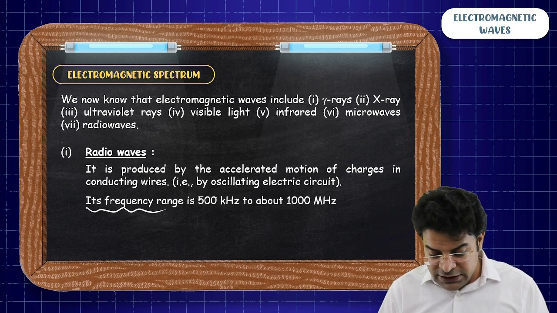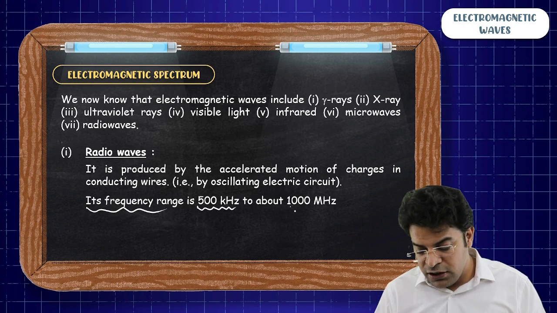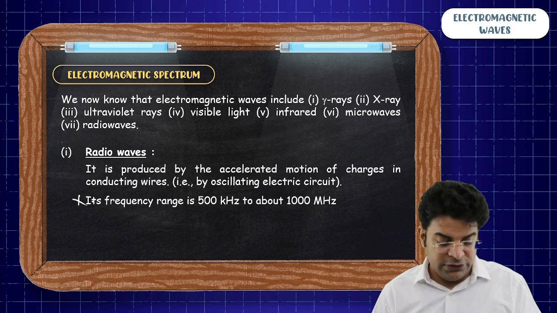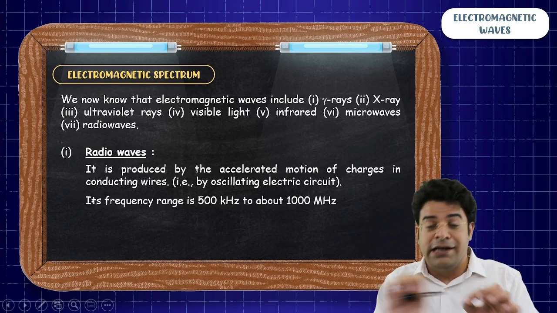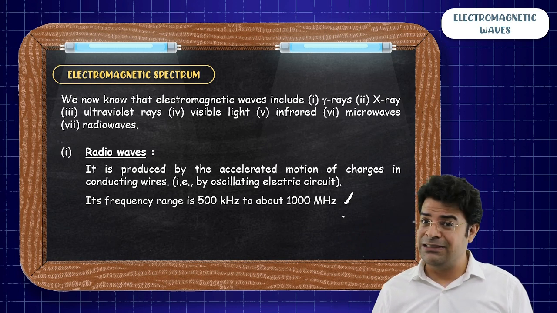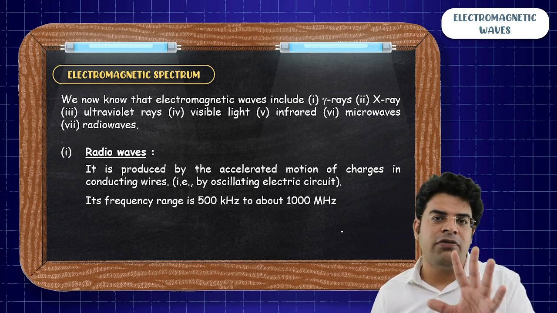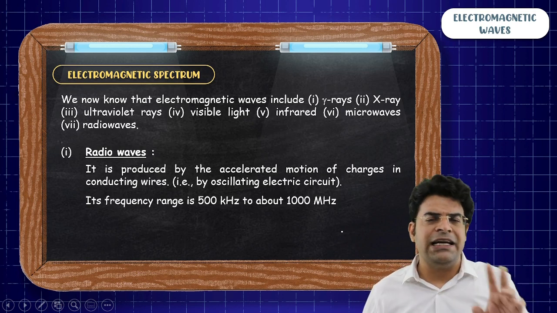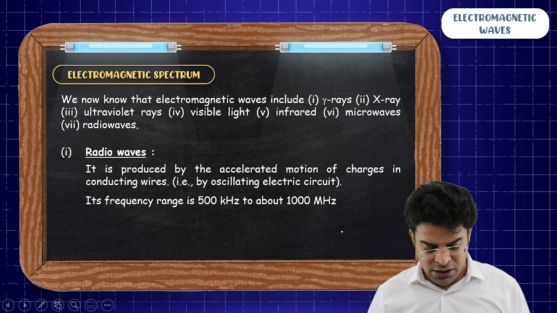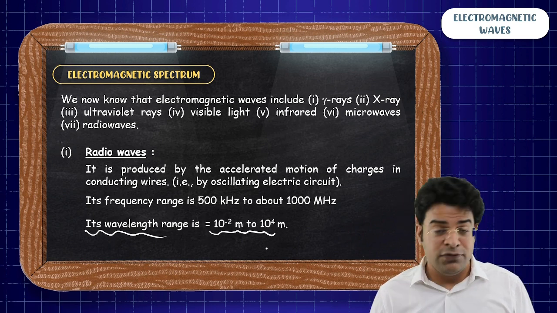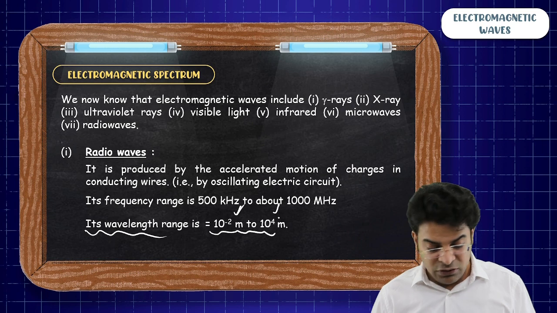Its frequency range is from 500 kilohertz to 10,000 megahertz. Now, to be true, I do not remember this. I have looked into the book to get this point. So do I personally remember all these things? No, I just remember that radio waves have the least energy, so they have the least frequency and the highest wavelength. Its wavelength range, again copied from a book, is 10 raised to the power of minus 2 meter to 10 raised to the power of 4 meter.